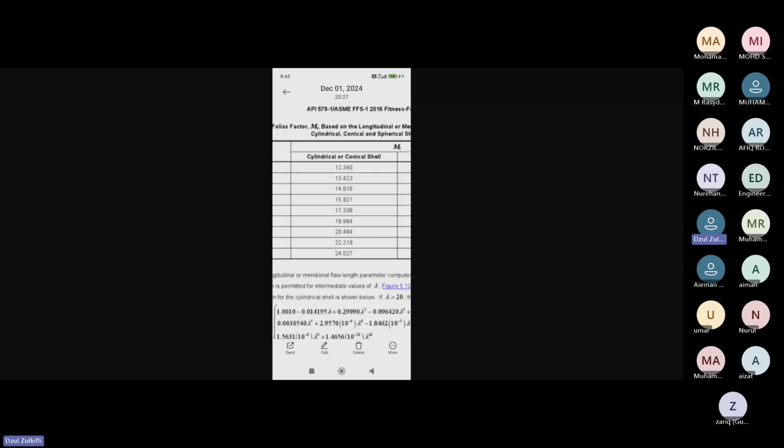Okay, so table 5.2 is called the Folias factor table. M is called the Folias factor. Lambda is, simply put, how long our damage area is. And from the length of that damage area, we can know what M factor we can take. Basically, the bigger the M factor, the worse. That's the simple way to say it. Bigger M factor is worse.